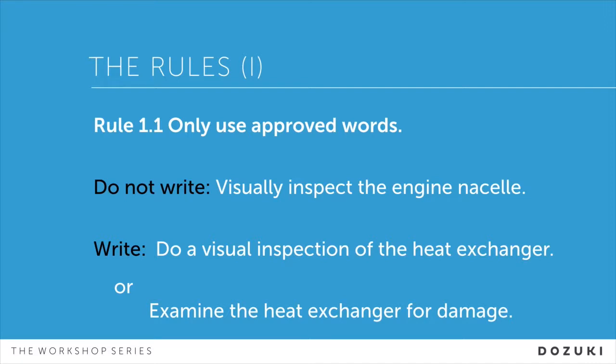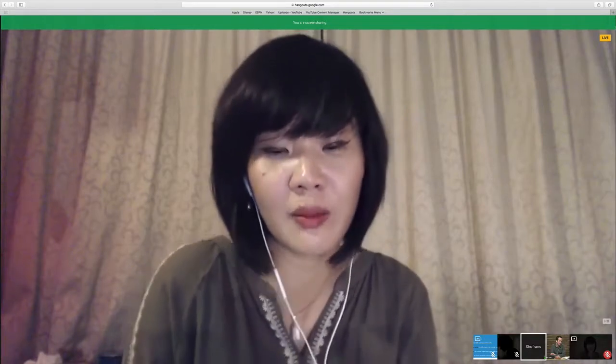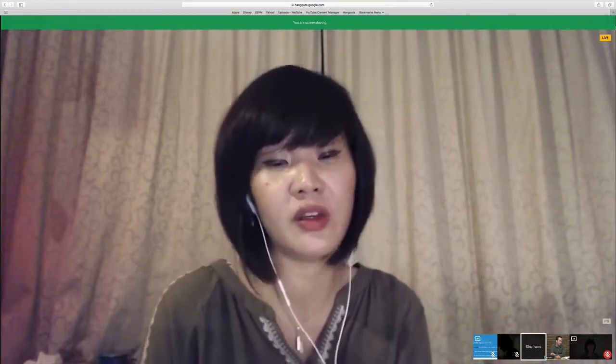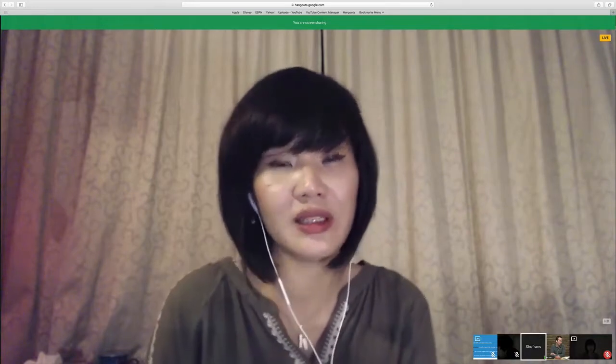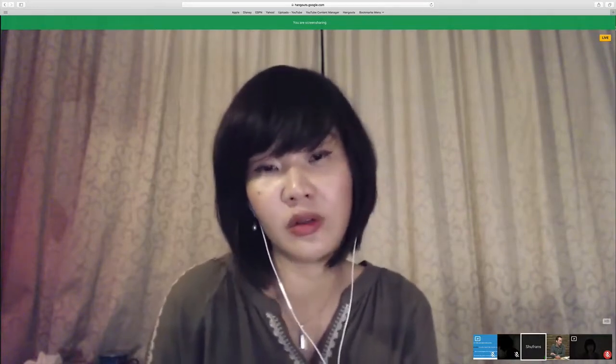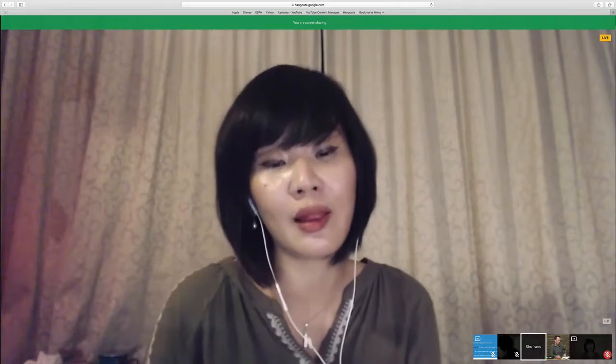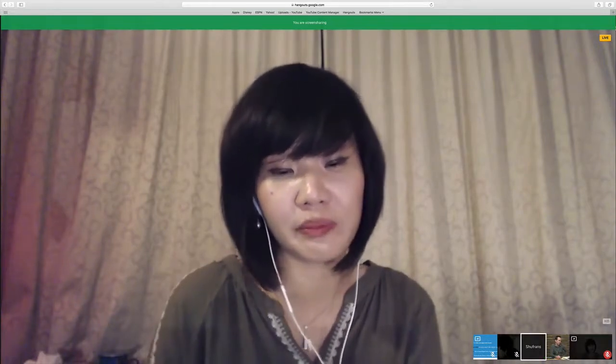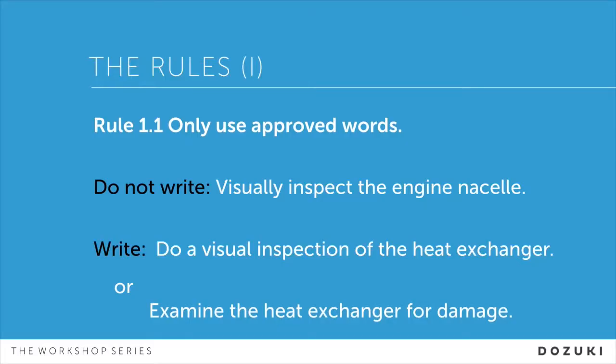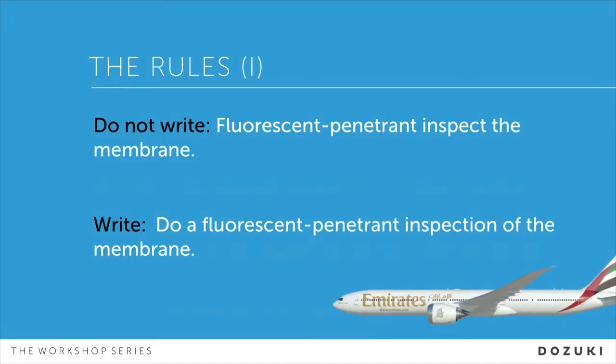Okay, so the second example here that you see, examine the heat exchanger for damage, that makes sense because examine is a very specific way of inspecting. It is inspecting by looking at something, looking for something specific. But what about this visual inspection? Is it really so much better to say to do a visual inspection rather than to visually inspect? Arguably so, but I think it becomes much clearer in this sample here.